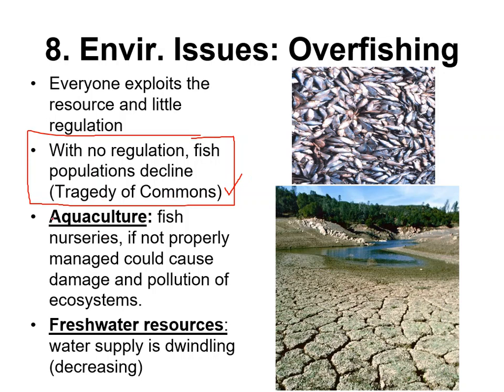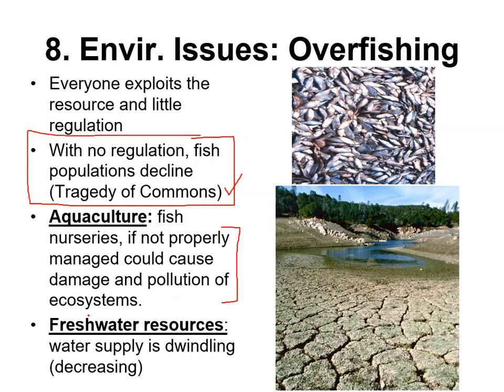So we have turned to things like aquaculture to try to get away from overfishing, which is basically growing fish farms and having fish nurseries. But there are consequences to aquaculture too, and you have to manage the waste and avoid pollution, etc. And you guys can look up more about the details of how that works if you want, but this is just the big overview. And freshwater resources.